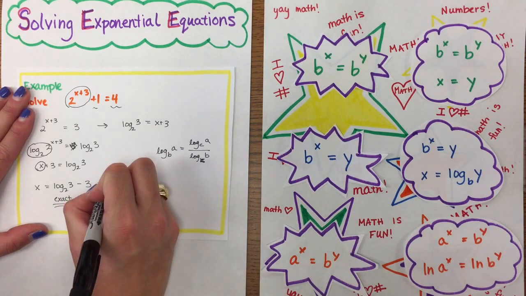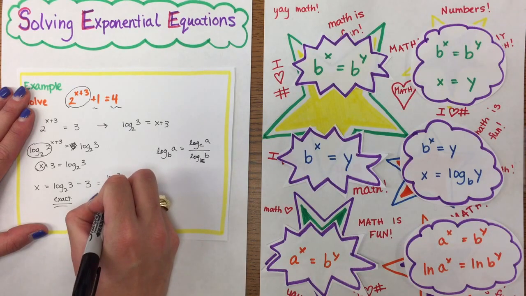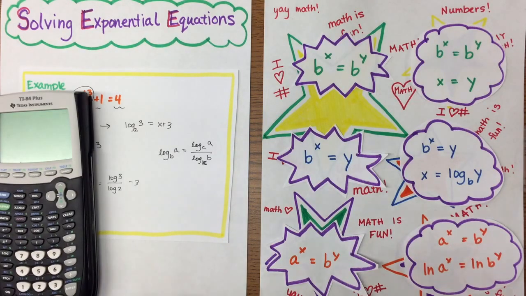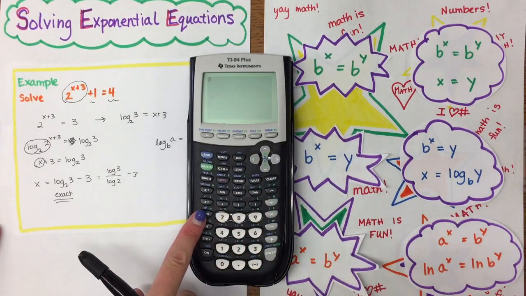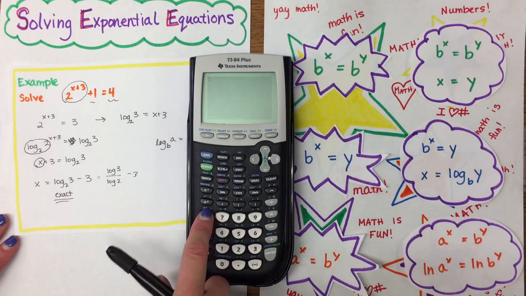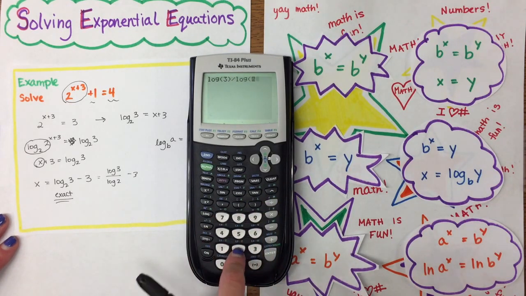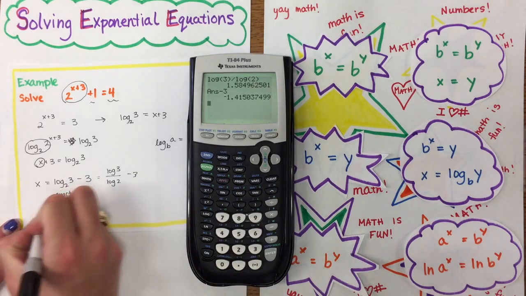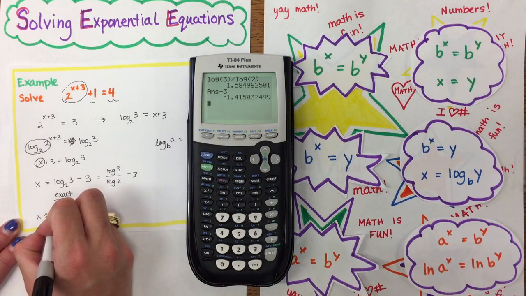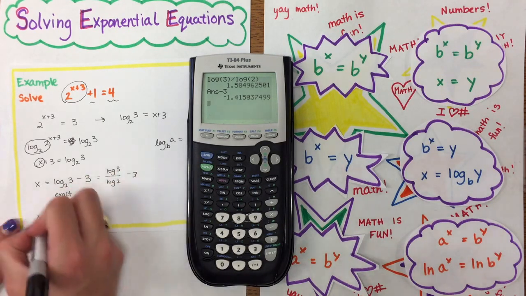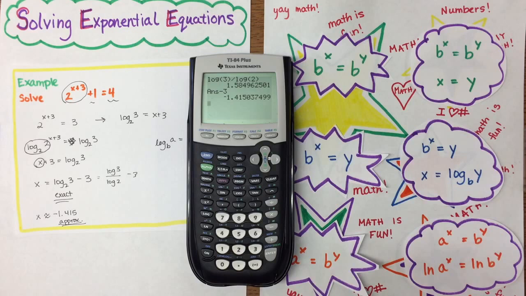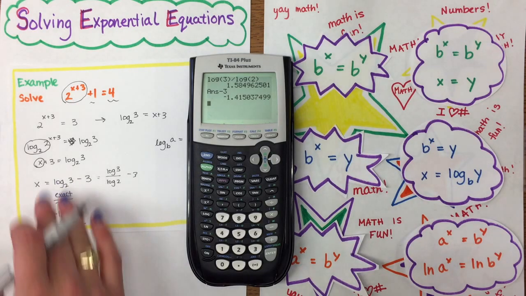So I'm going to rewrite this as log of 3 over log of 2 minus 3, where those logs are common base. So on my calculator, this log button here is the common log. It's log base 10. So log of 3 divided by log of 2 minus 3 gives me that x is approximately equal to negative 1.415. This is my approximate answer. So depending on if we want an approximate answer or an exact answer, we've got our two options.